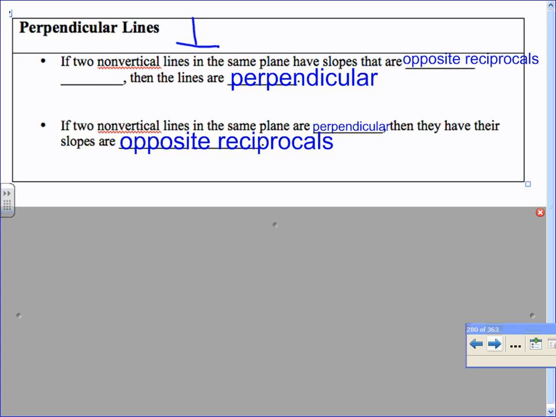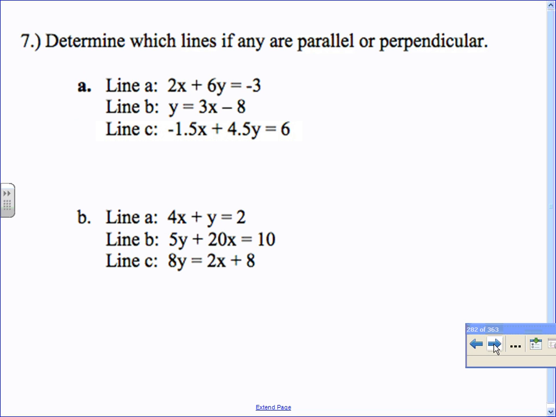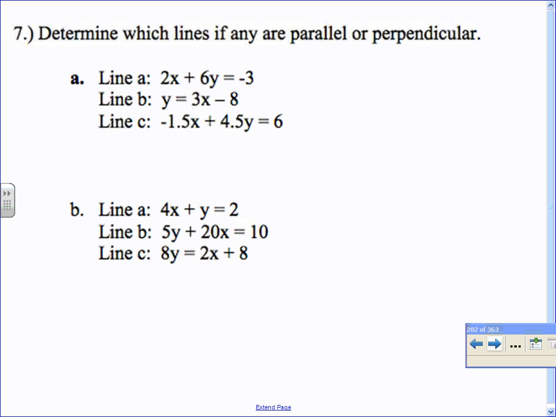Okay, 7A. How do we do this one? How do we do 7A? Mary? What do you need to use? What do you need to be given to use that formula? Y2 minus Y1 over X2 minus X1. What do you have to be given? You need to be given two ordered pairs. Are we given ordered pairs here? Nope. So what do we do here to determine what equations are perpendicular?